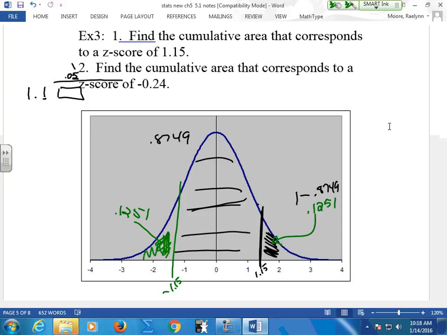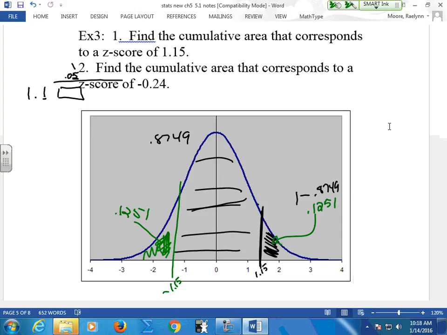The area is equal because what's the shape of my curve? A normal bell curve, so I'm symmetric about the mean, right? It's symmetric about the middle. If I folded it in half over where z is 0, smack in the middle, this area would be the same as this area.